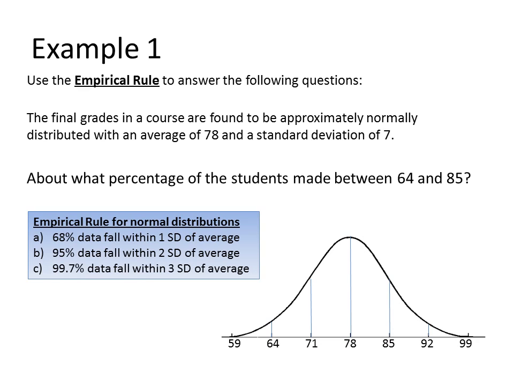In order to solve this problem, we have to use the empirical rule for normal distributions. The empirical rule, remember, said that 68% of the data fall within one standard deviation of the average, and that 95% of data fall within 2 standard deviations of the average. And even more so, 99.7% of the data fall within 3 standard deviations of the average. So the way that we can use that to solve this problem, how many students made between 64 and 85, is to find the areas in those regions.